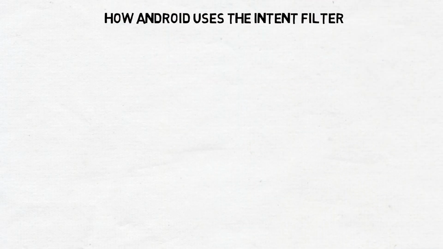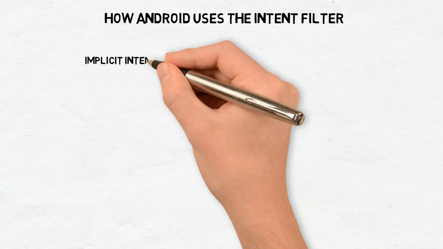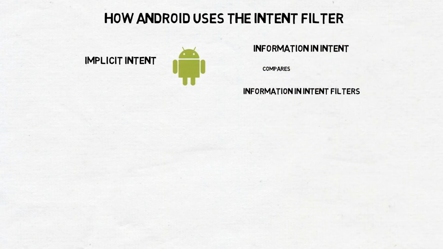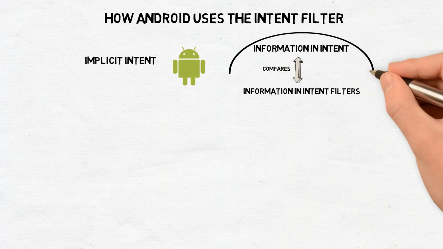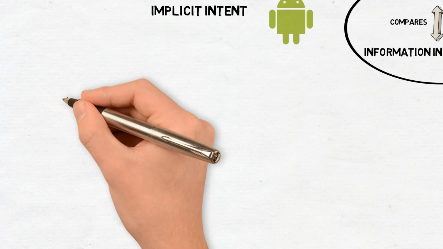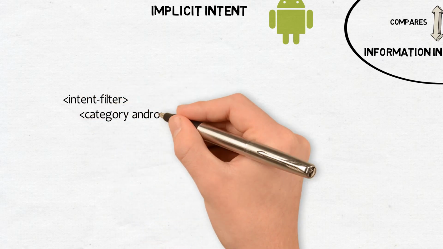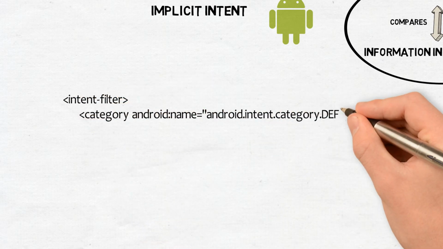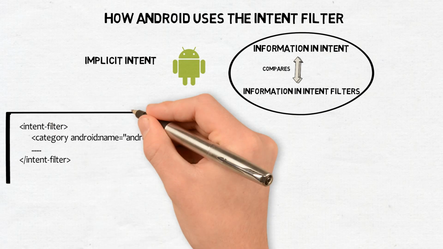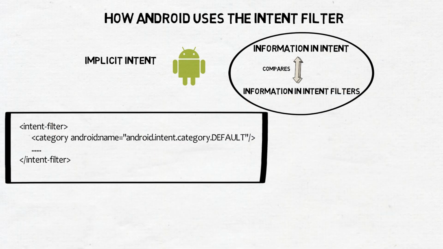How Android uses the intent filter. When you use an implicit intent, Android compares the information given in the intent with the information given in the intent filters specified in every app's AndroidManifest.xml file. Android first considers intent filters that include a category of android.intent.category.DEFAULT. Intent filters without this category will be omitted as they can't receive implicit intents.